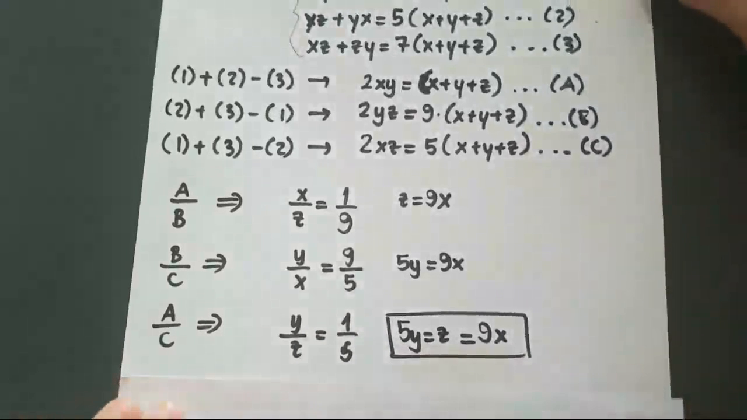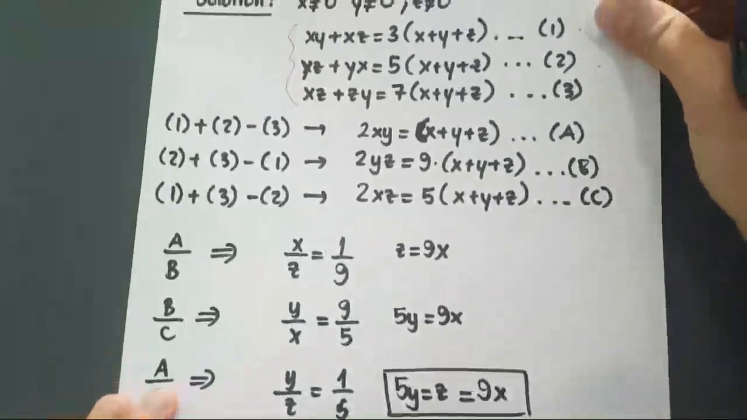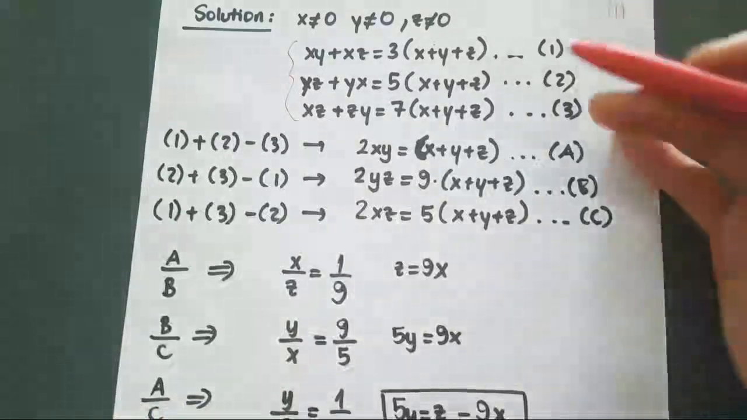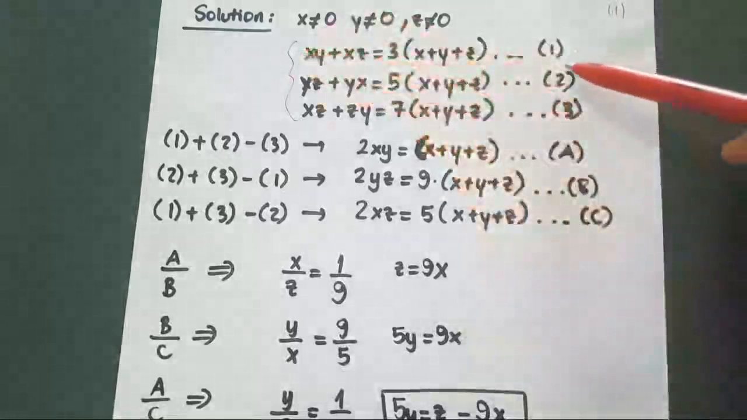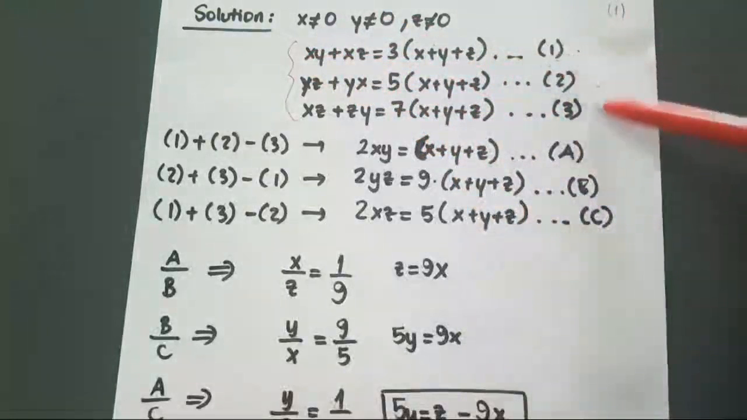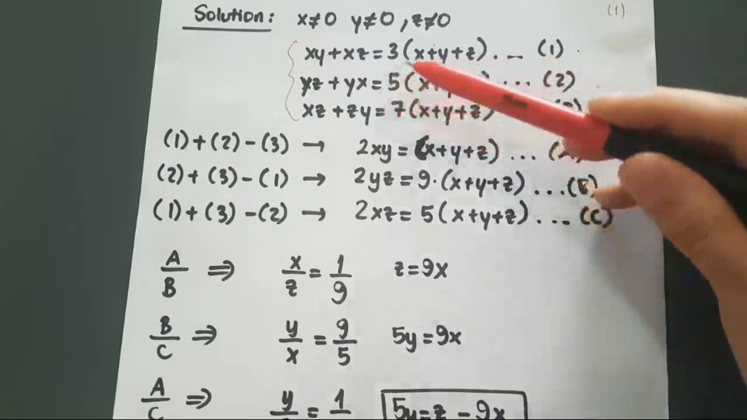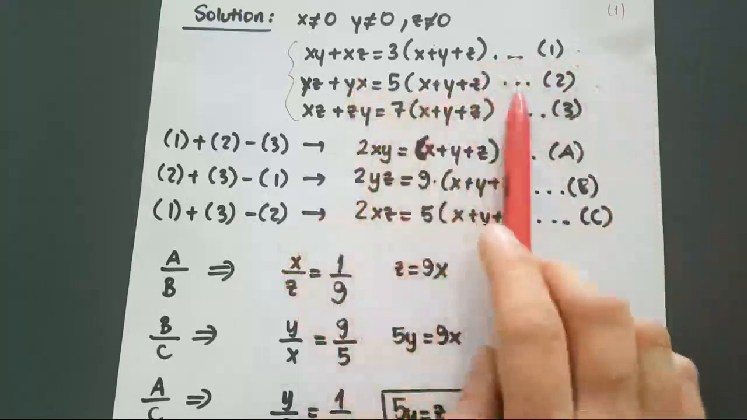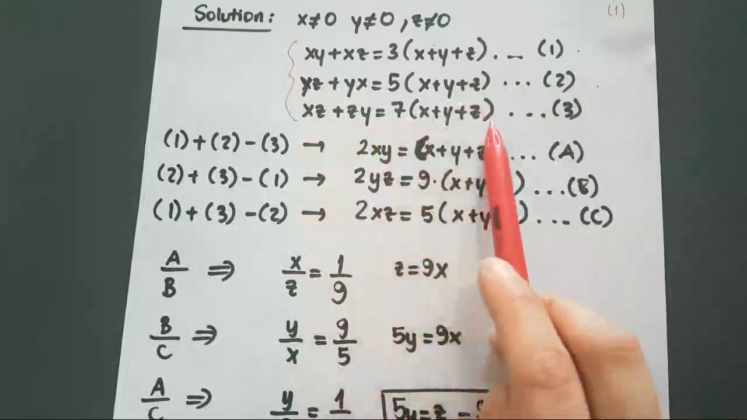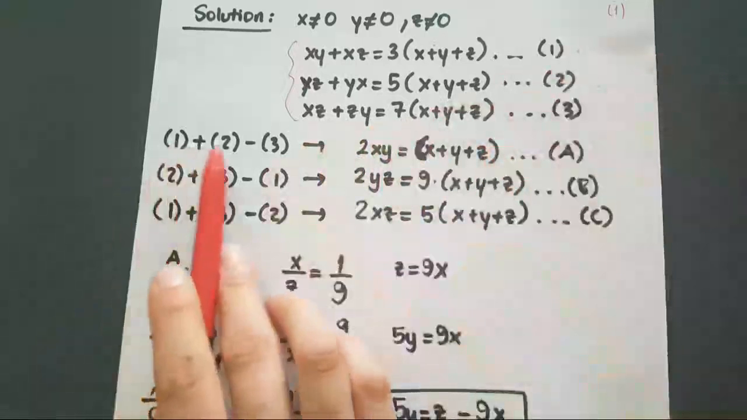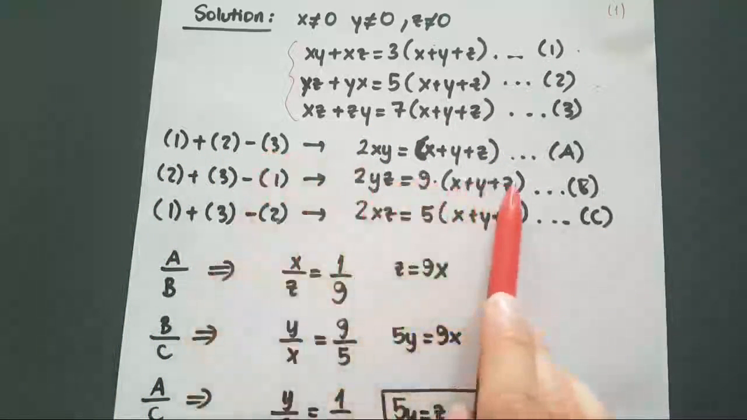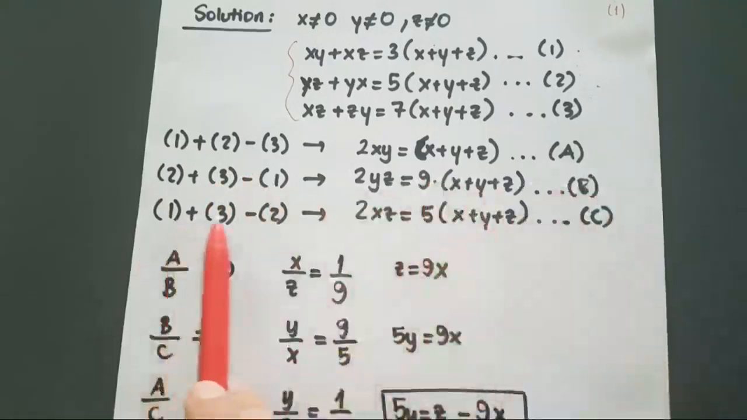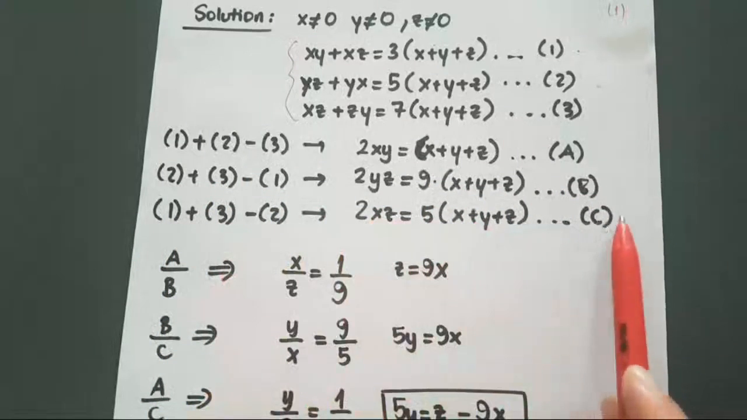Now, any problem up until here? Let me show it once again. I have changed the system a little bit. I got this form. xy plus xz is 3 times the sum. yz plus yx is 5 times the sum. xz plus zy is 7 times the sum. Then I add first and second, subtract the third one, I got a. Second plus third minus first gives me b. First plus third minus second gives me c.